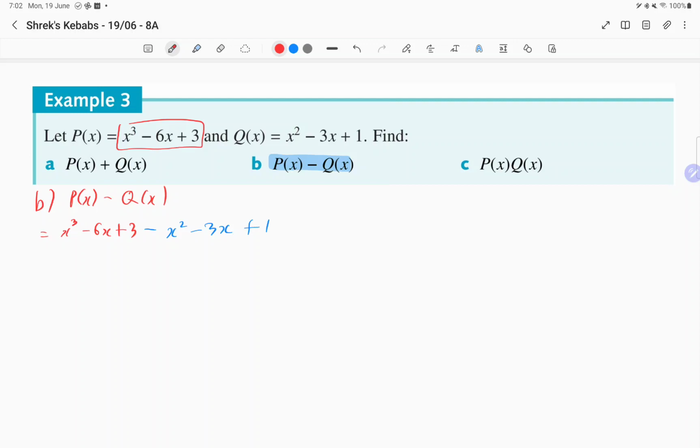No. Should it be positive? Sorry, what positive? X. Hold on, let me just think this through before I say anything. Should it be positive x squared? Why positive x squared? Because the Qx equals x squared is positive. Okay, that's a good point.